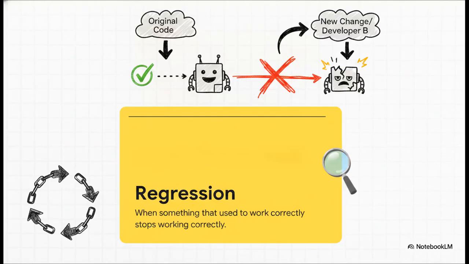Okay, let's really break this down. To stop this cycle, we first need to clearly define our enemy here. A regression in software is simply when something that used to work correctly suddenly stops working correctly. And the real kicker? This usually happens because of a change made somewhere totally different in the codebase, often by a developer who had absolutely no idea they were messing with that original behavior.